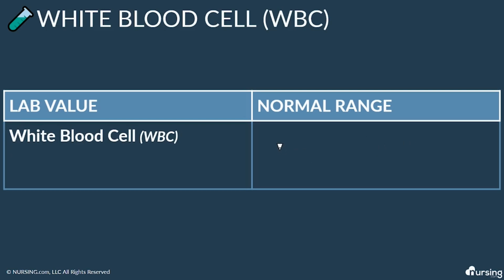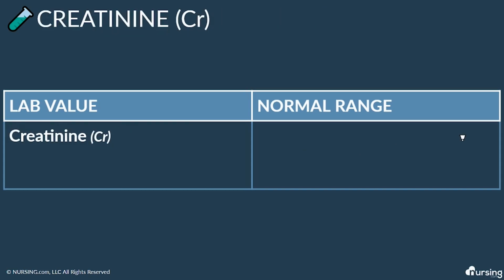On our white blood cells, this is an important one to watch out for. You're going to see a lot of questions about white blood cells. The number I want you to keep in mind is 4,500 up to about 10,000. We're looking at leukemia way down here, and we're going to look at infections way up here. For creatinine, think of 0.7 up to 1.4.